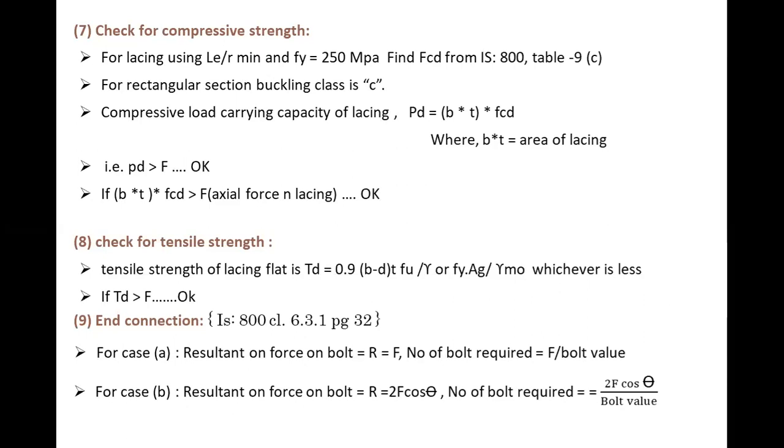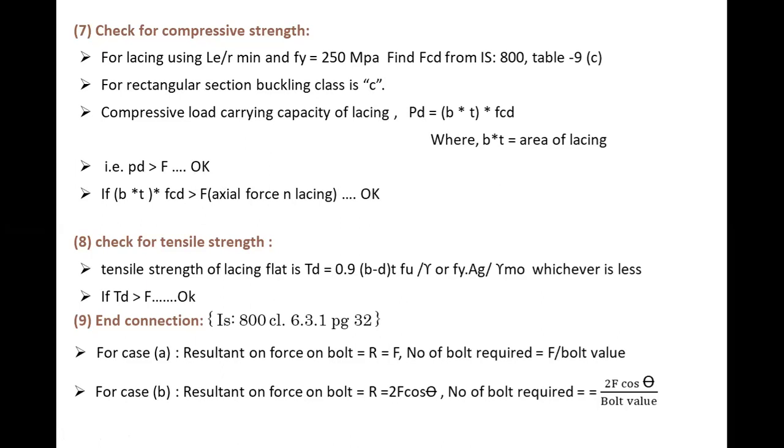For a rectangular section, buckling class is C. Hence, the compressive load carrying capacity of the lacing is PD, which represents compressive load, equal to B multiplied by T multiplied by FCD. B multiplied by T represents the area of the lacing, right? If the design compressive load is greater than the given load, then our design is okay. If B cross T cross FCD is greater than F, the given force, then our designed lacing system is okay for practical use, right?